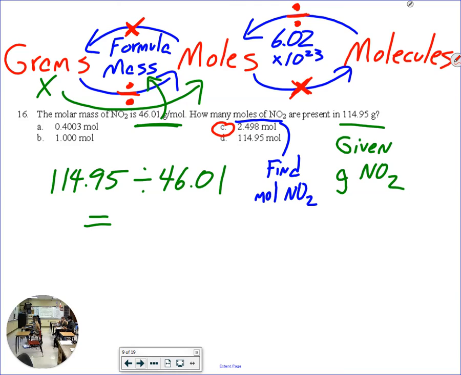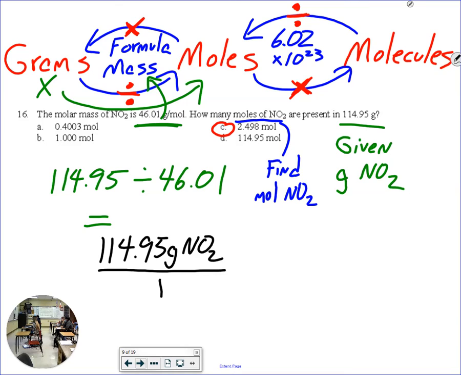Now, if you didn't have the roadmap, how would I set this up using dimensional analysis? It's going to be easy. I start with what I'm given. I'm given grams of NO2, so I'm going to start off with 114.95 grams NO2. Remember, you want to use the units. Put it over 1.